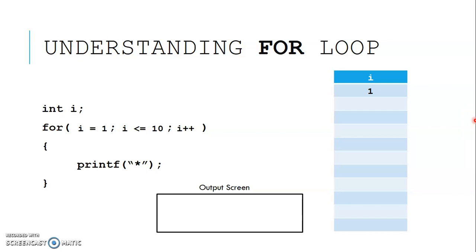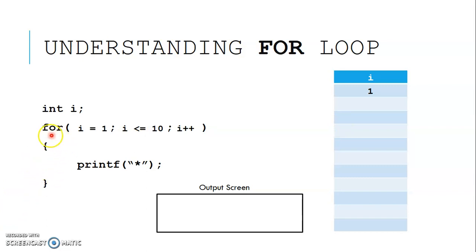After that, as soon as i is initialized with 1, the very next step in the for loop is to check the condition, the second part. So it is i less than or equal to 10, and i value is 1, so 1 is less than or equal to 10, the condition is satisfied, and so it gets inside the block of for.